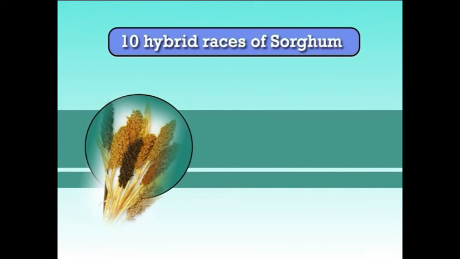And 10 hybrid races are Guinea-bicolor, Caudatum-bicolor, Kafir-bicolor, Durra-bicolor, Guinea-Caudatum, Guinea-Kafir, Guinea-Durra, Kafir-Caudatum, Durra-Caudatum, and the last one is Kafir-Durra.